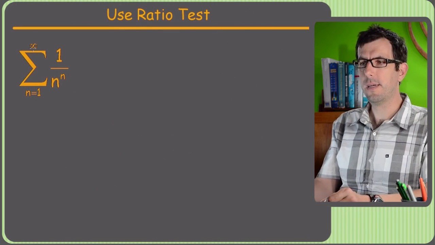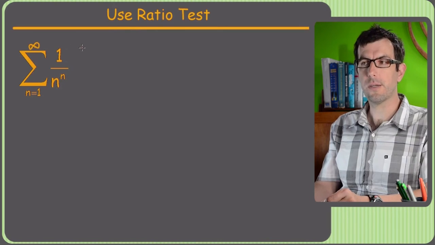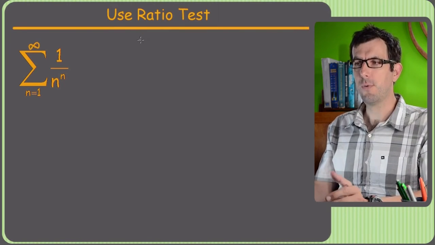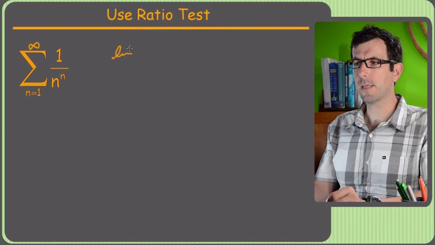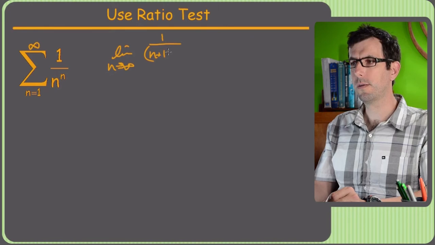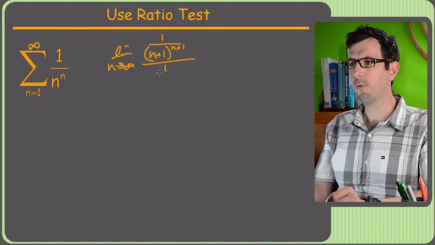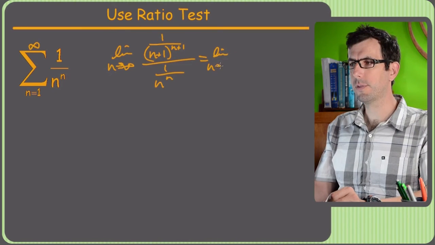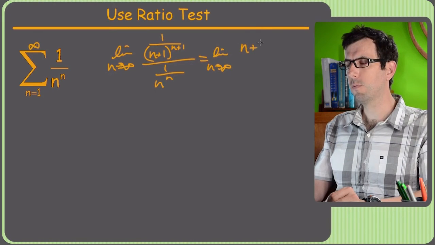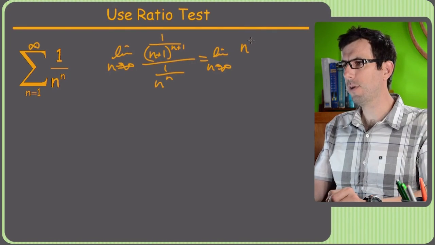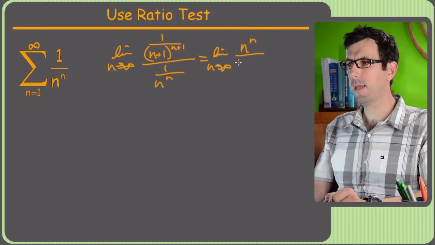All right, 1 over n to the n. This is one that we earlier tried to use the comparison test on. And it turned out you can compare this to almost anything and it would converge. Well, guess what? It works for the ratio test too. So we'll take the limit as n approaches infinity of 1 over n plus 1 to the n plus 1, over 1 over n to the n. So you invert and multiply and you get the limit as n approaches infinity of n to the n upstairs, and n plus 1 to the n plus 1 downstairs.